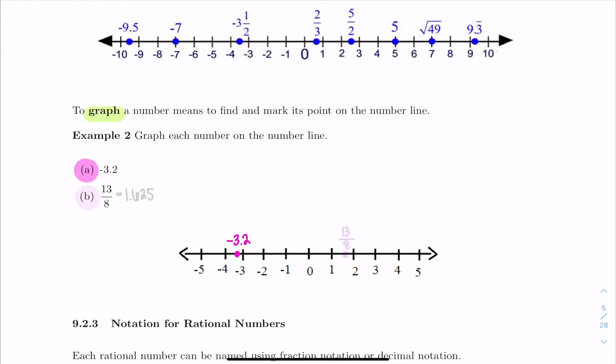What about 13 over 8? Let's go ahead and make this a decimal so it's a little bit easier to plot. Well, 13 over 8, when I plug it into my calculator, I get 1.625. And so because it's positive, that's going to be to the right of 0. And 1.625 is going to be a little bit more than halfway between 1 and 2.